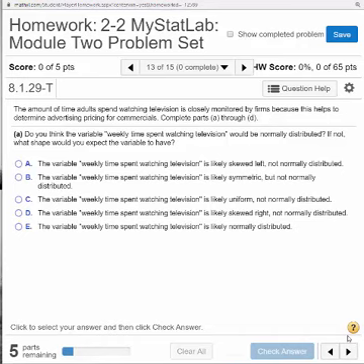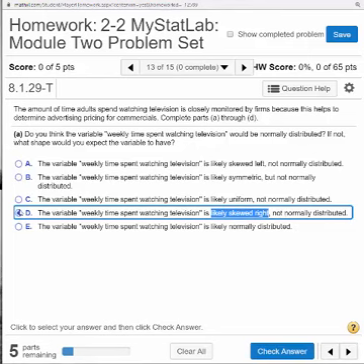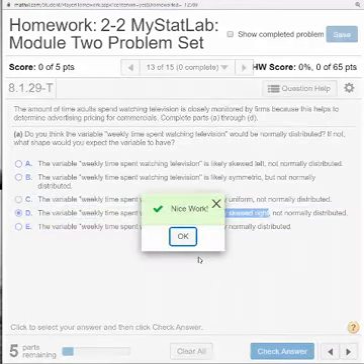But are there people who spend all day watching television every day? Absolutely. Are there a lot of them? No. So most of us are probably somewhere between 10, 15, 20 hours of television a week, but then there are some people who are watching 40, 50 hours, but not that many. So the variable weekly time spent watching television is likely skewed right, not normally distributed. So we got that.